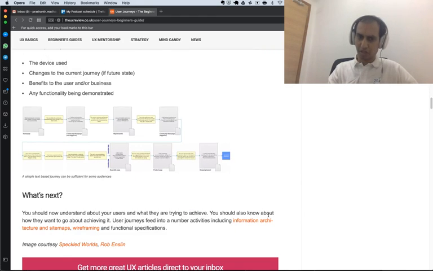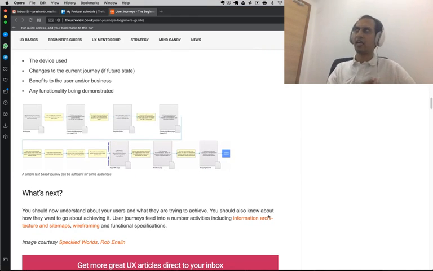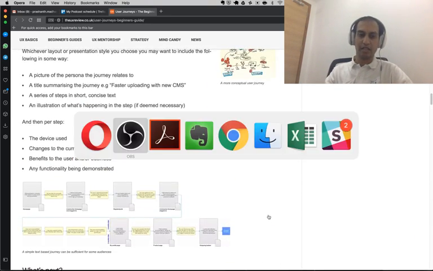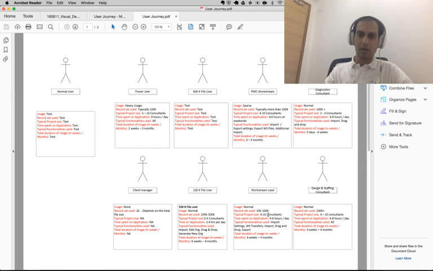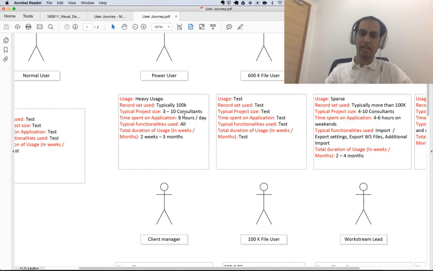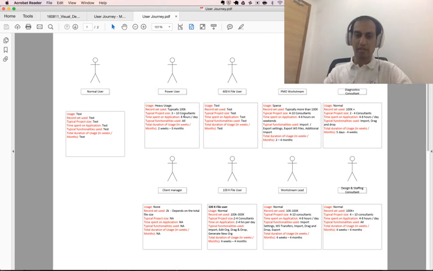How should a user journey look? I don't think there is any specific structure to a user journey. I'll show you a couple of examples that I've got that we can quickly see. If you see here, let me make it a little bigger, these are all the personas that I've got for a specific product that I was designing. There's a normal user, a power user, a work stream lead, and so on. So this is one example.